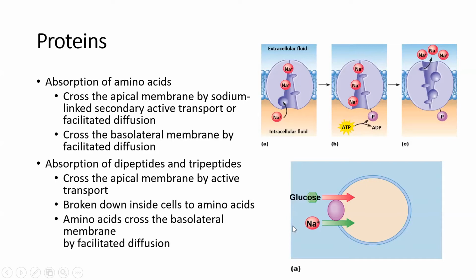Now, in order for amino acids to be absorbed, they must be in the form of amino acids, okay? So we cannot absorb dipeptides or tripeptides. They can enter the cell, but once they get inside the cell, they must be broken down to amino acids in order to cross the basolateral surface or the basolateral membrane, okay? So across the apical surface, we can absorb amino acids, we can absorb peptides and the longer chains of amino acids. But in order for them to cross that basolateral membrane into the capillary, they must be in their smallest component, which is amino acids.